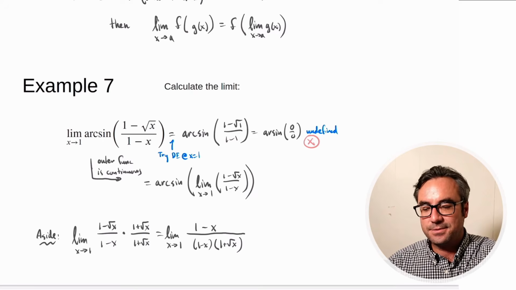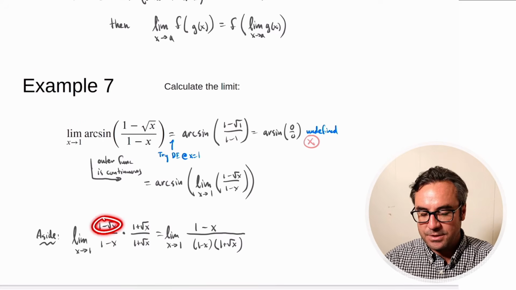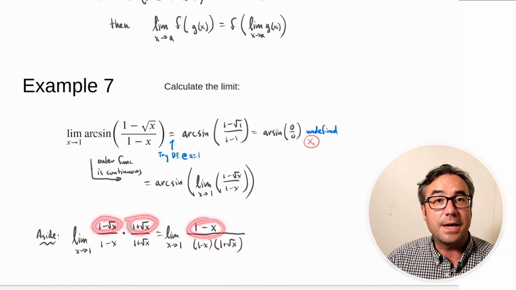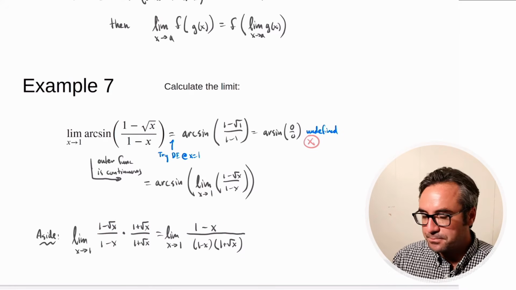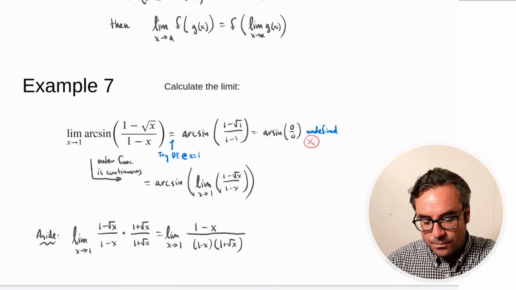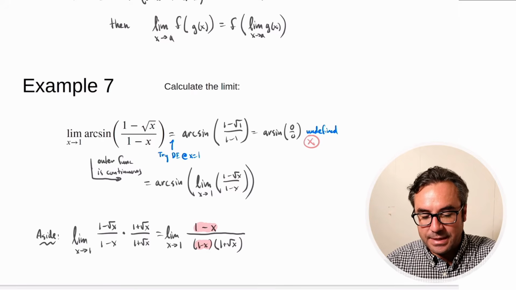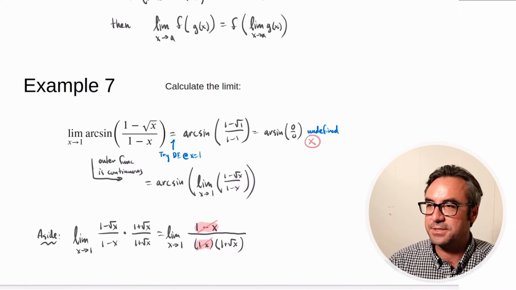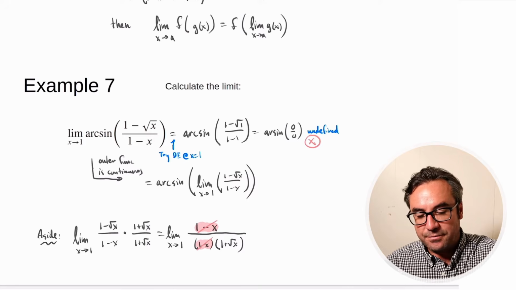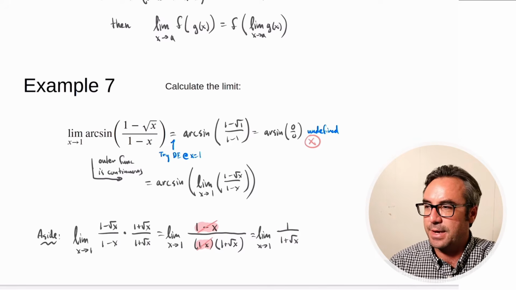Now it's good practice, especially if you're a little rusty, to try multiplying this term with this term, but this is what you should end up with, 1 minus x. And now we see that the 1 minus x shows up in both spots, so we can cancel that out in both places. And what we're left with is just the limit as x approaches 1 of 1 over 1 plus square root x.